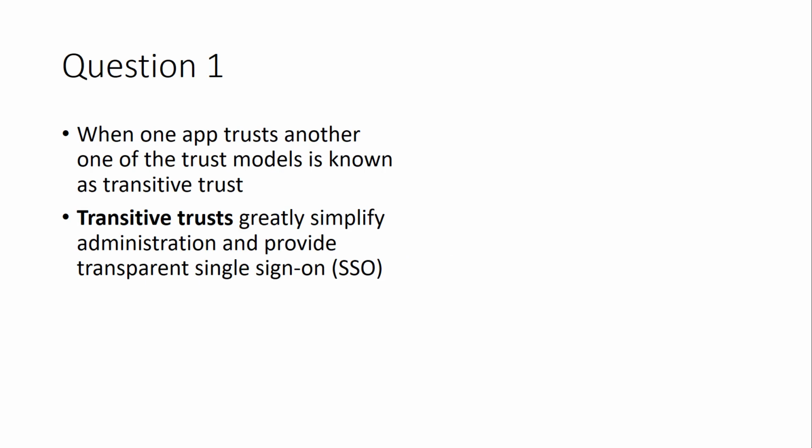Alright, when one app trusts another, this model of trust is called a Transitive Trust model. Again, Transitive Trusts greatly simplify the administration and provide transparent single sign-on when applicable. So, I'm going to give you an example of transitive trusts, and then we'll talk about single sign-on.